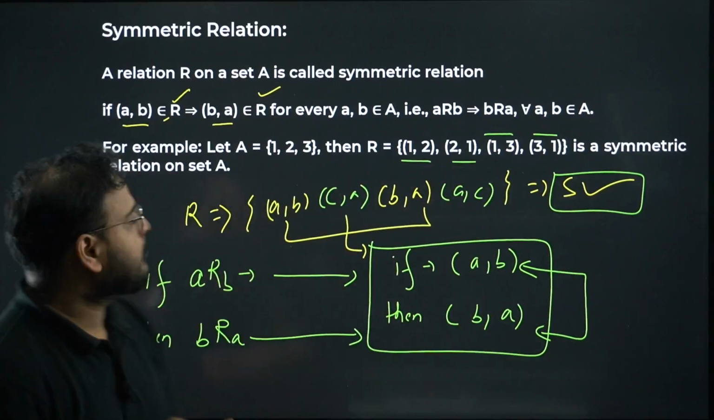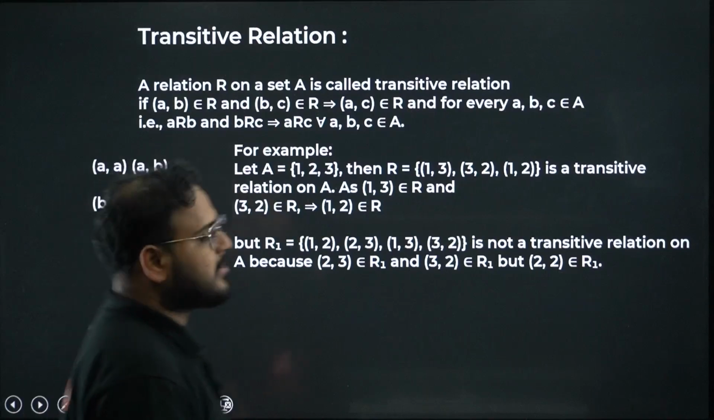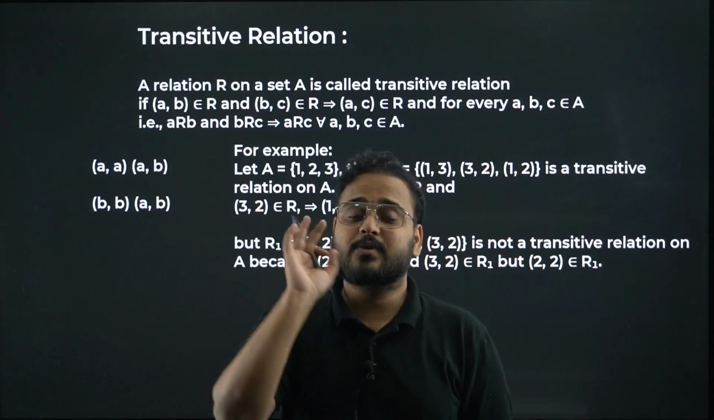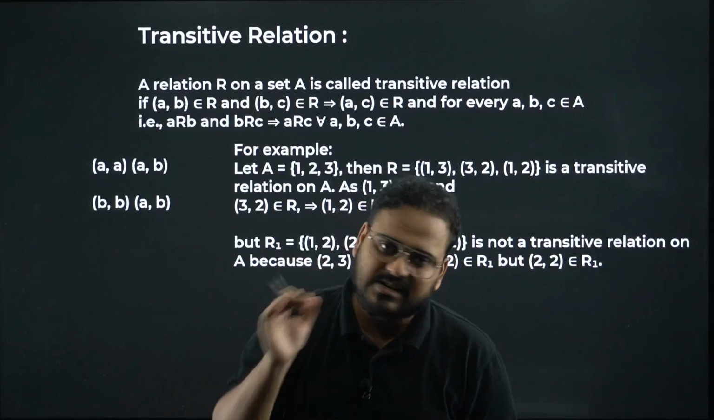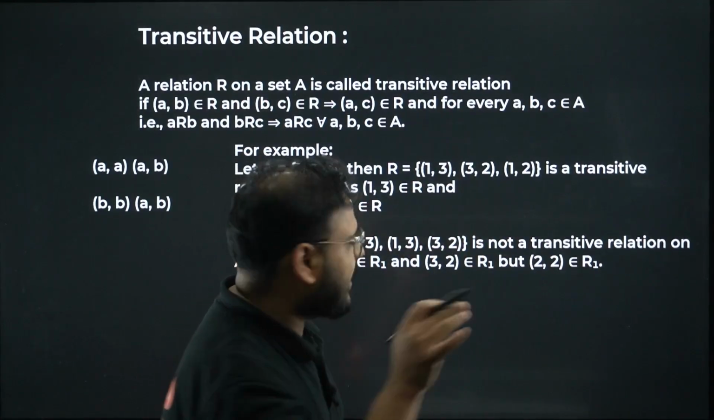Okay, moving on. Anything else I've missed? No. Next is the last one, which is transitive relation. This is where students get stuck. You were writing here ARB, BRC. We'll write the same thing over here.